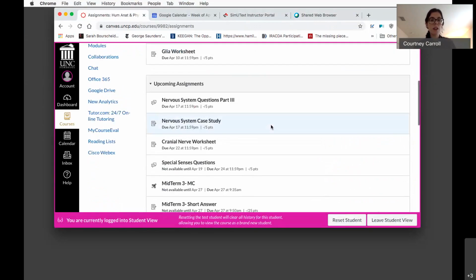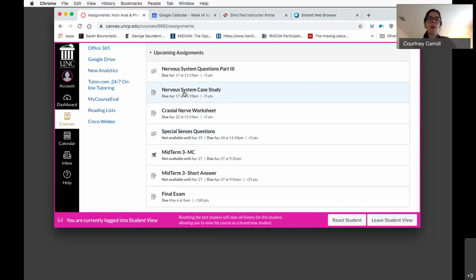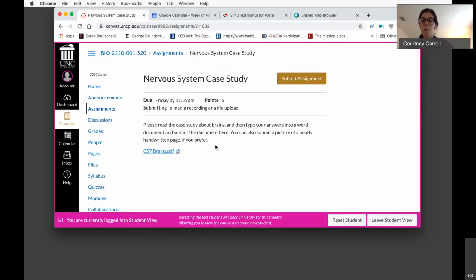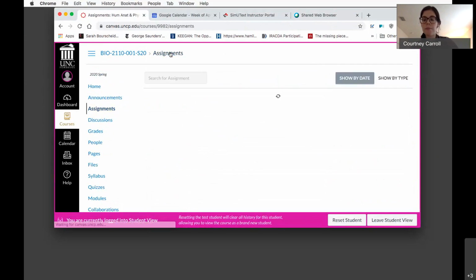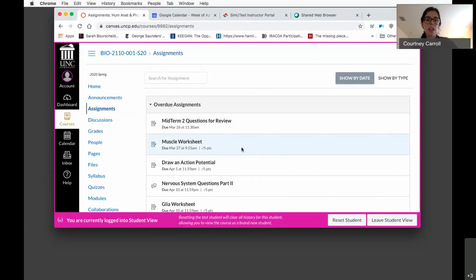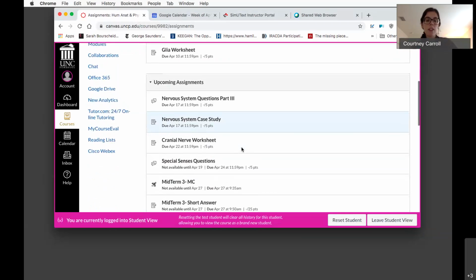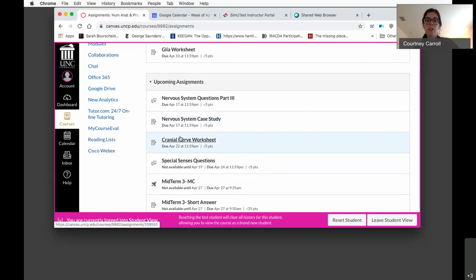Okay, so upcoming assignments, again, we have that case study. So this is going to ask you to read a short case study about monkeys and the brains of monkeys. And I want you to type up your responses and then submit them here on the case study page. And then the other thing due for the nervous system is a cranial nerve worksheet.